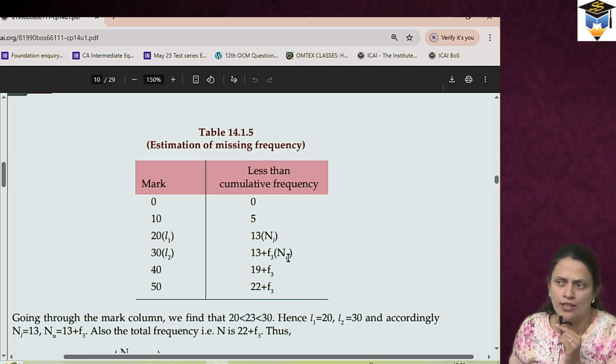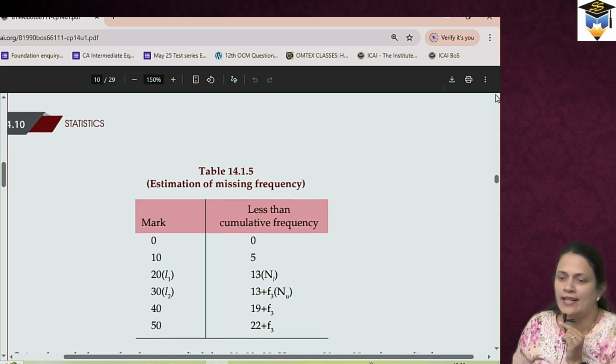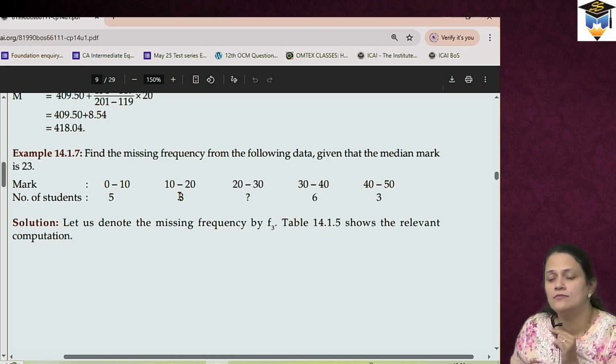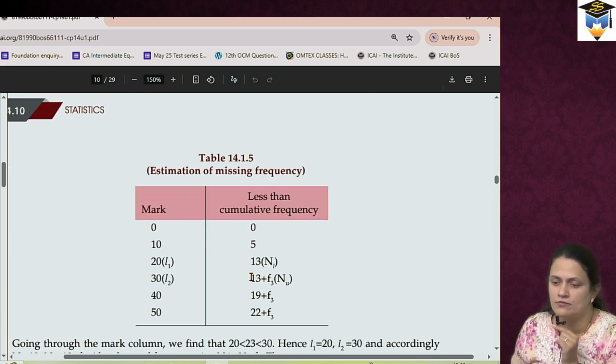Have you understood how they have calculated the cumulative frequency? Any doubt in that? Atharva, did you understand how it came? First the mark was 0. Then what was the next value for 10? It was 5. So 0 plus 5 is how much? 5. Next is 5 plus 8. 5 plus 8 is how much? 13. 13 plus F3. Then 6 plus 8 plus 5 plus F3. What is 6 plus 8 plus 5? 19 plus F3. And then it was 22 plus F3. Have you understood how they have calculated this cumulative frequency?